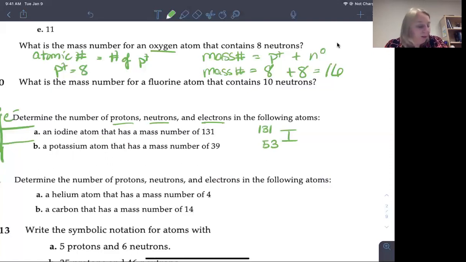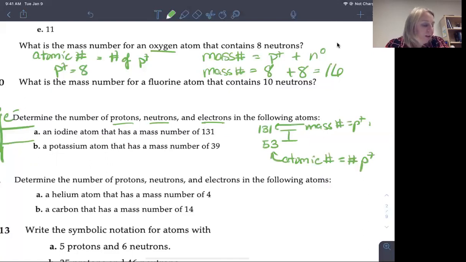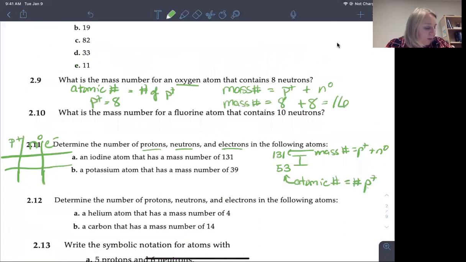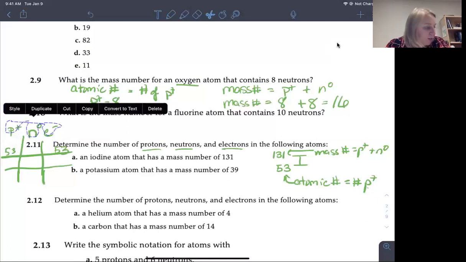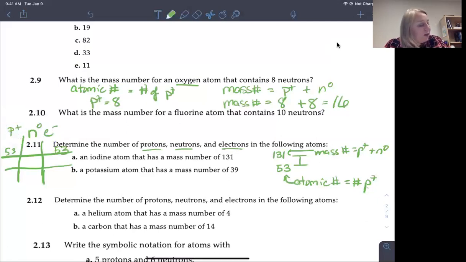This is our symbolic notation, where we have atomic number, which is equal to our number of protons, and then we have this as our mass number, which is protons plus neutrons. So can we fill in some of this? We know our atomic number is the number of protons, so that's 53. Now our number of electrons must be the same, so that's also 53. Let me make that a little easier to read. Protons, neutrons, electrons.